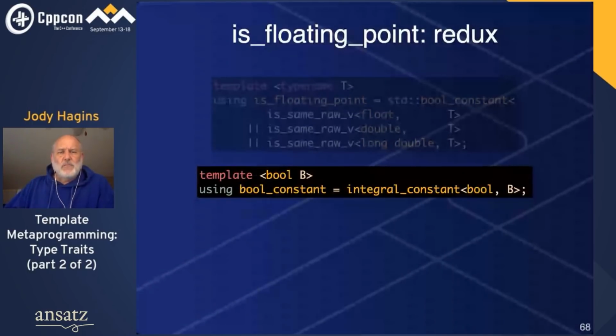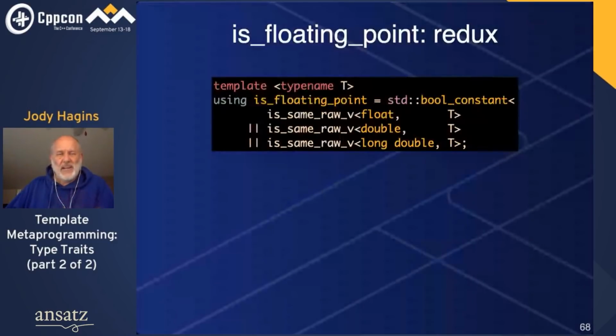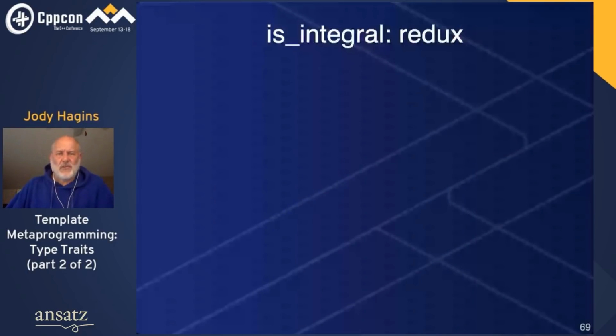So we have this bool_constant of integral_constant, and that's really what those guys resolve to. That's what is_floating_point is. It's a bool_constant, which is an integral constant. So let's look at is_integral. is_integral is very similar. It's just a little bit longer.